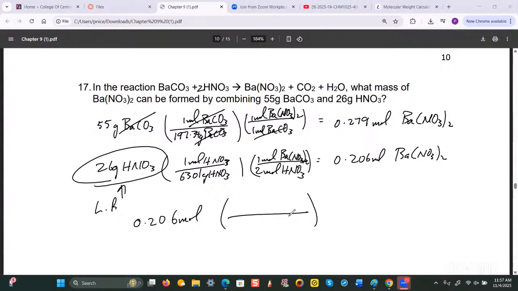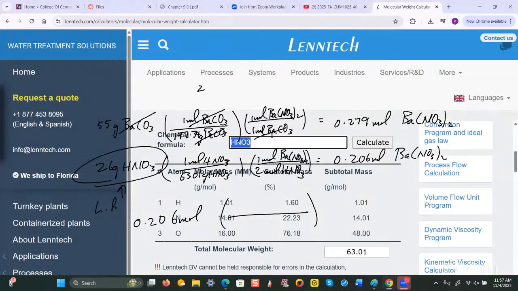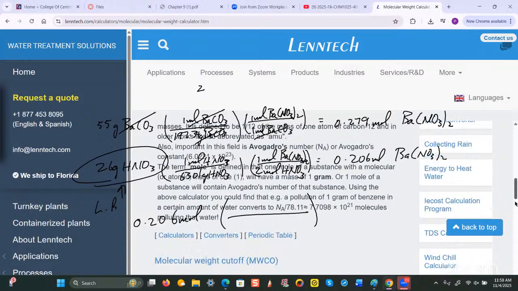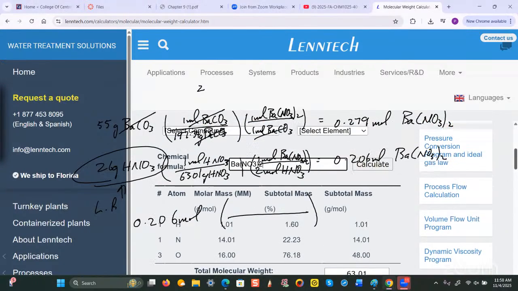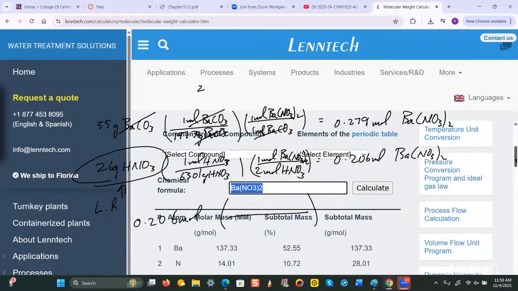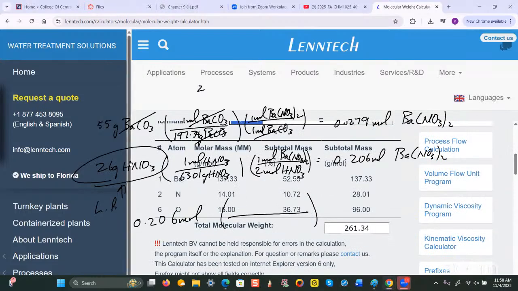So again, we have to calculate the molar mass of the barium nitrate. So that would be Ba(NO3)2, with the 2 outside the parentheses. And let's see what that gives. That gives 261.34 grams over 1 mole for the barium nitrate.